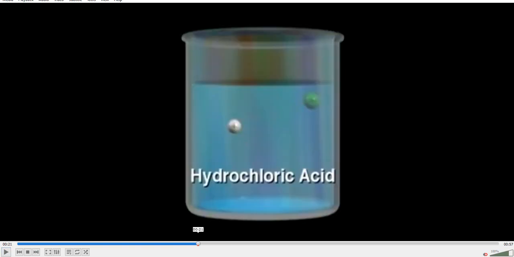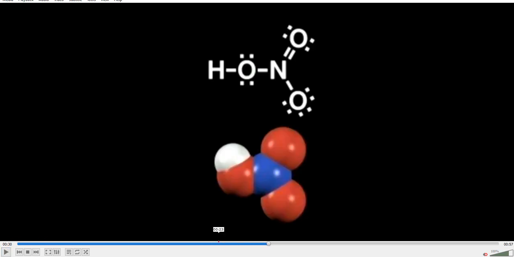Now, we talked about electrolytes last time, and electrolytes, such as a strong electrolyte, it completely dissociates. It completely turns into ions. So this type of acid is also known as a strong acid because every single HCl separates into the hydrogen ions and chloride ions.